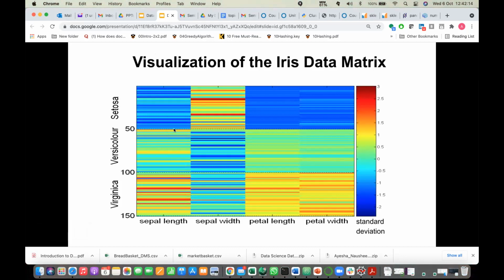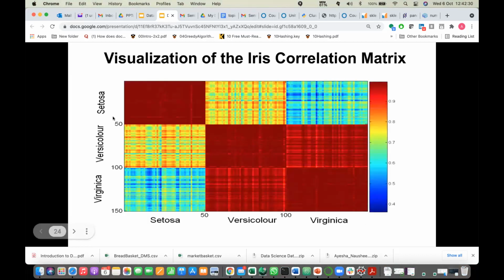So how many such things are there? In sepal length, how many virginica, how many versicolor, how many setosa. The colors are different for each one, right? Just now we have seen with ones and zeros. You are able to identify clearly where you find more ones, more zeros, like that here: more setosa, more versicolor, more virginica.